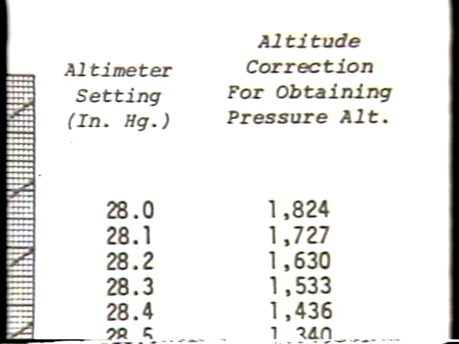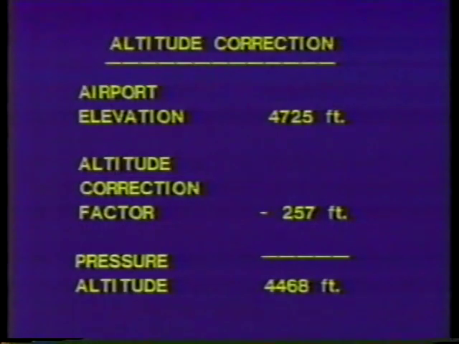Under the altimeter setting column, find the barometric pressure of 30.20 inches of mercury. Next to it is the altitude correction factor of minus 257. Subtract this 257 from the airport elevation of 4,725 feet, and you get 4,468 feet pressure altitude.